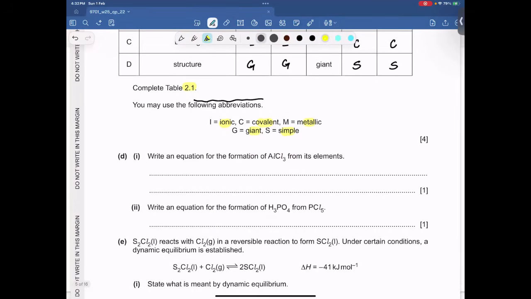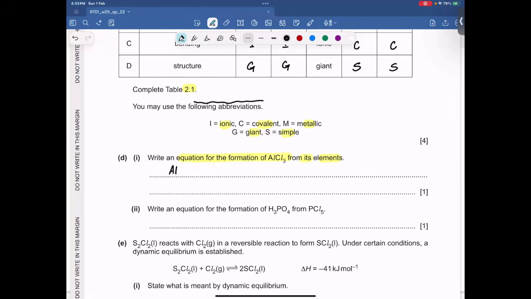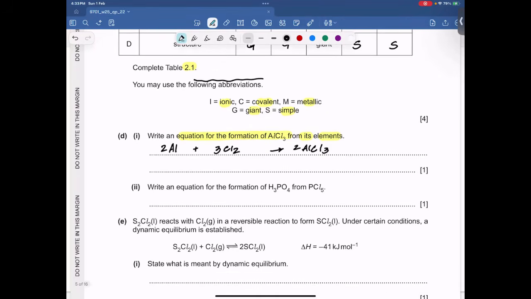Write an equation for the formation of AlCl3 from its elements. So that's easy. Aluminum is reacting with chlorine, converting into AlCl3. We have 3 chlorine atoms here, so I will write 3 here. Since we have 6 chlorine atoms on the reactant side, to balance chlorine I need to put 2 here, so I'll need to put 2 here also. That is going to be the equation for the formation of AlCl3.